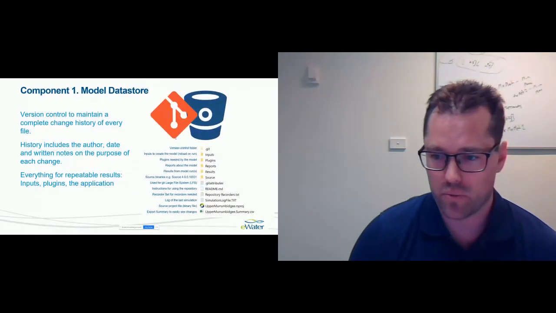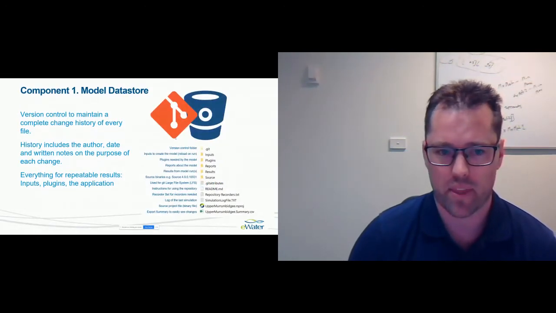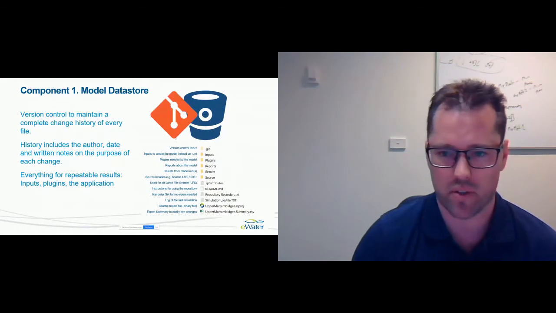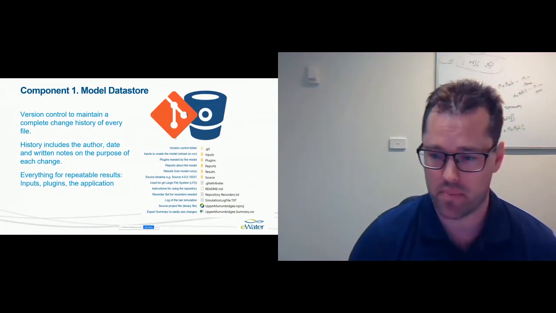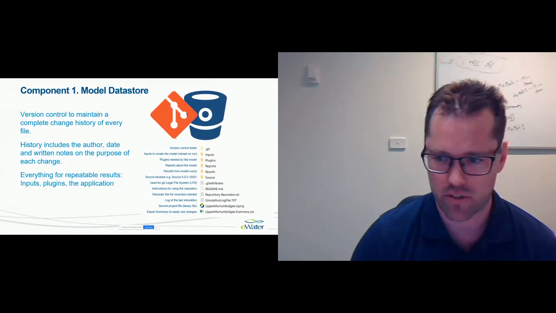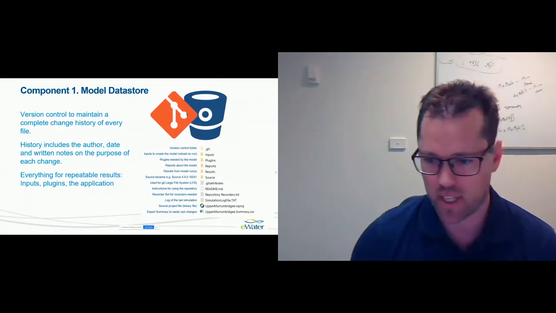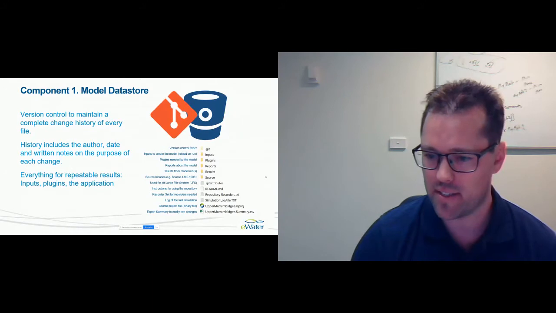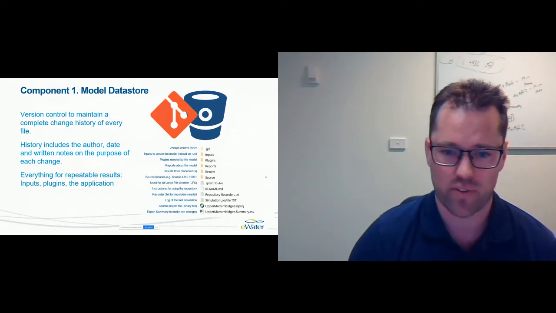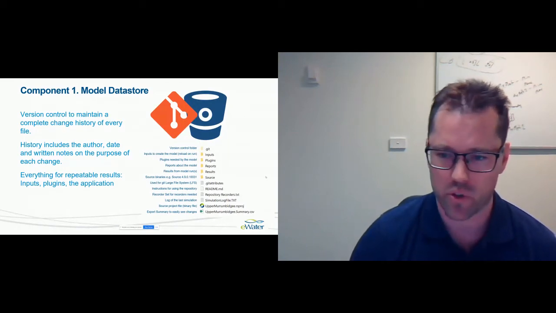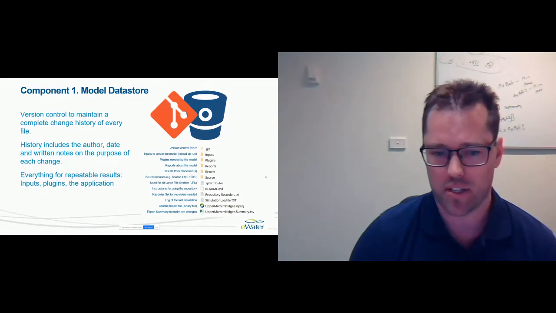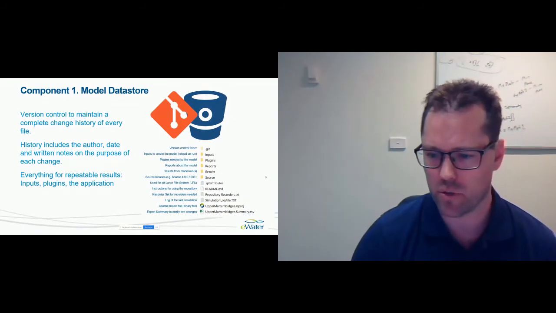So, in terms of what we've been working towards, a model data store. Using version control to maintain a complete history of every file. We recommend people use Git for version control. This is an example that Dan Stars from ACT has let me use. We've helped train Dan in how to use version control tools with Source. We've also made a number of changes to Source to make it work better with version control tools.